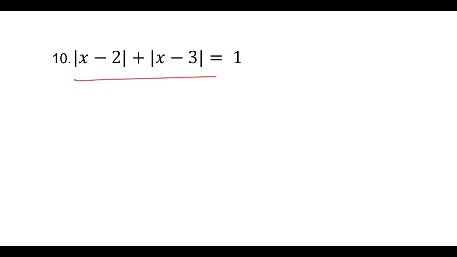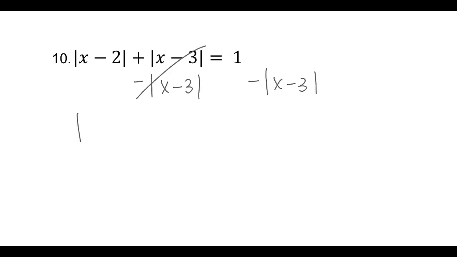First things first, with what you have, you're going to need to move either this absolute value or this absolute value to the other side of your equation. It doesn't really matter which one. I usually just take whatever's closest to my equal sign and I just move that. So I'm going to subtract the absolute value of x minus 3 on each side. So we're going to have the absolute value of x minus 2 is going to equal 1 minus the absolute value of x minus 3.